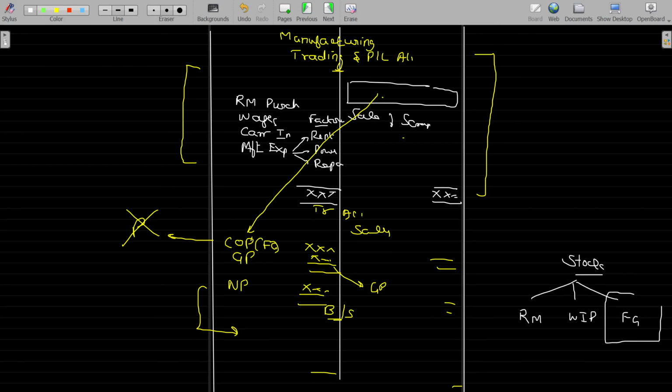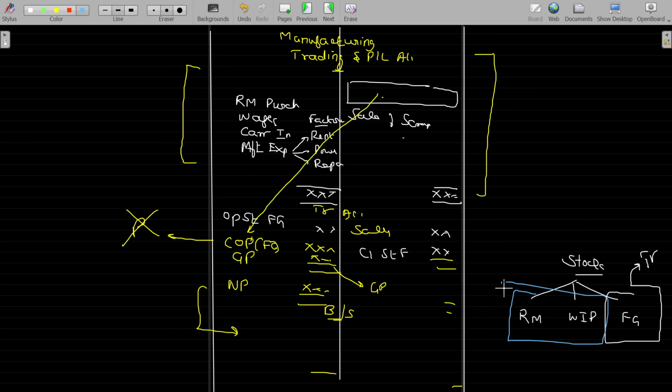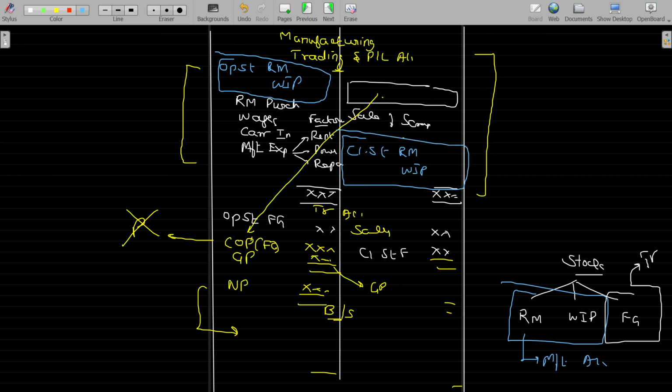Only the finished goods component will come in the trading account. So in the trading account, opening stock of finished goods will come, and here closing stock of finished goods will come. Is that okay? In case of raw material and work in progress, these two will come in the manufacturing account. Opening stock of raw material as well as work in progress should be here, and closing stock of raw material and work in progress should be here. Is that clear? Hope you could understand.